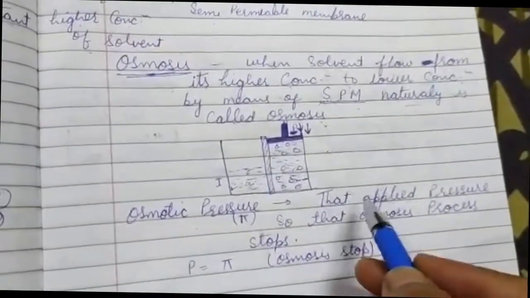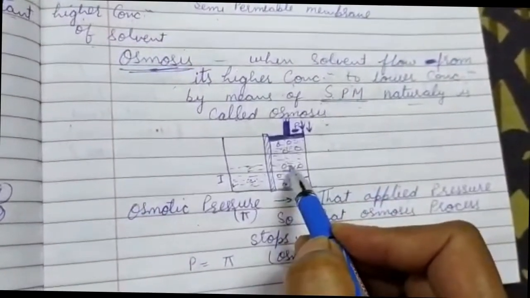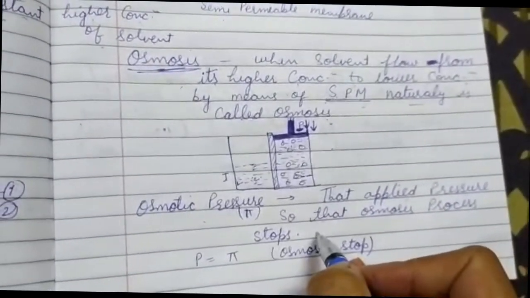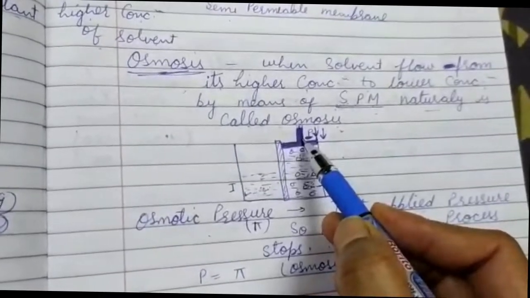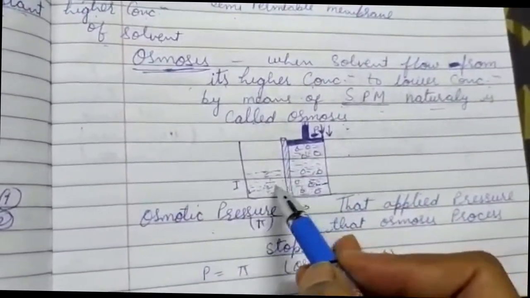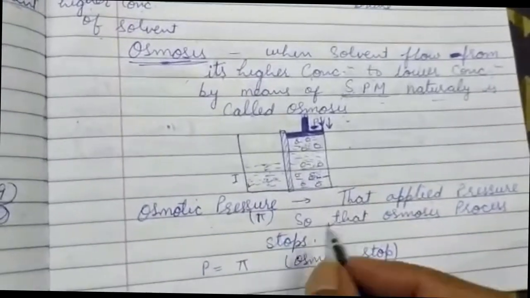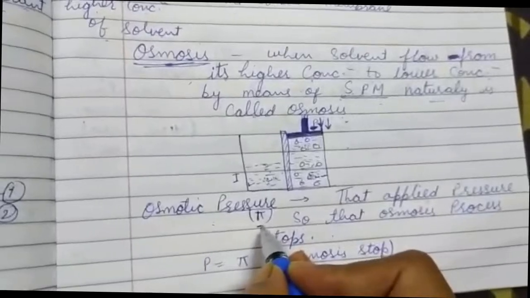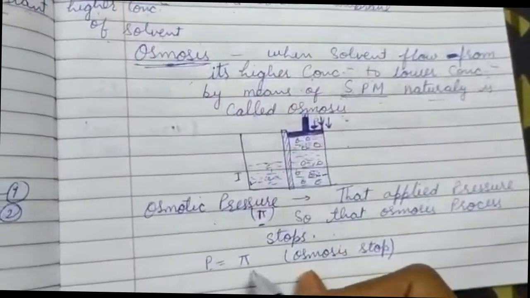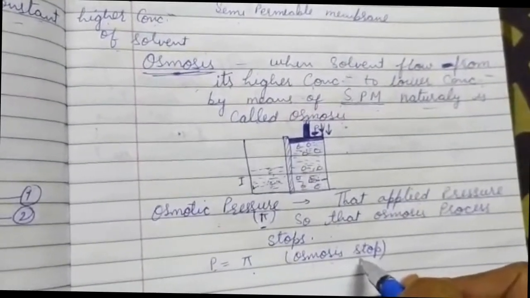The osmotic pressure is the applied pressure which we apply from the solution side so that the osmosis process stops. How much pressure do we have to apply? We have to apply that much pressure so that the osmosis process will stop. Osmotic pressure is represented by pi. So if we apply a pressure P and this pressure becomes equal to the osmotic pressure, then the process of osmosis will stop. Clear?